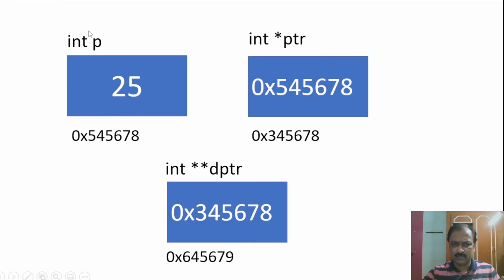So p is a simple variable, and ptr is a pointer variable that contains the address of another variable, and dptr is a double pointer which contains the address of another pointer. I hope you are able to understand pointers with this brief video.